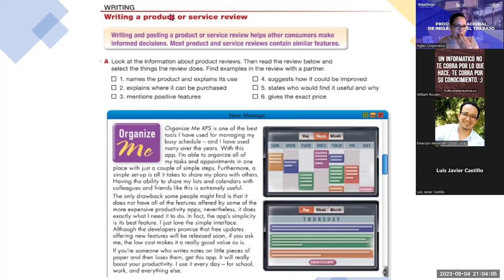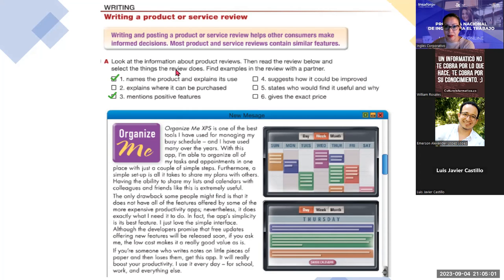So it doesn't mention where it can be purchased. No, it doesn't mention. You didn't check it. That's great. What about number 3? Well, positive features. The positive features are that the app can be used with only simple steps. Instead of having a lot of applications, this app has everything in just one application, in order to do these things more easily. Okay, great. Simplicity. That is correct.